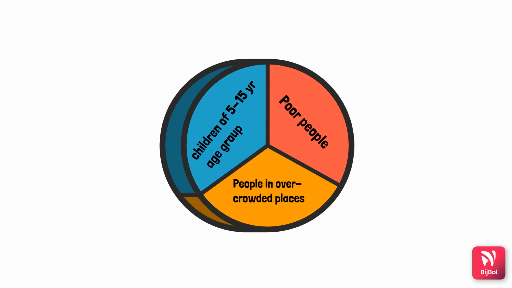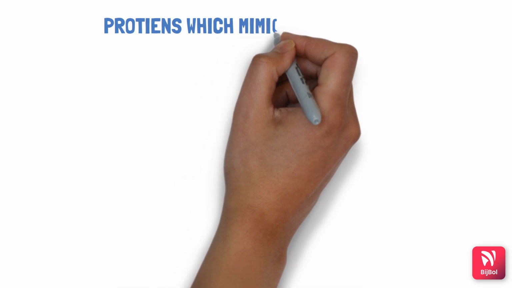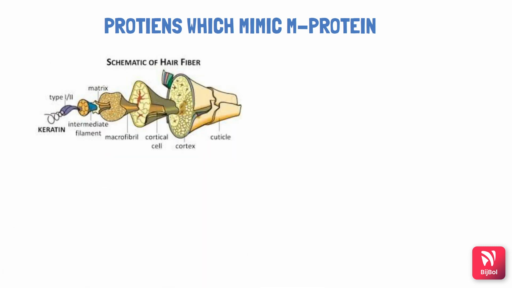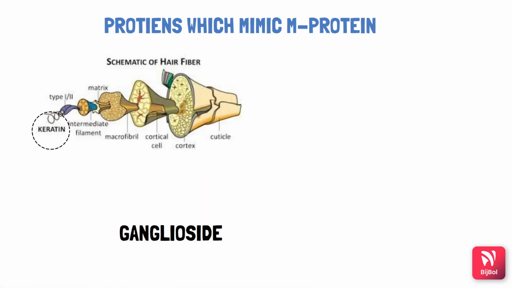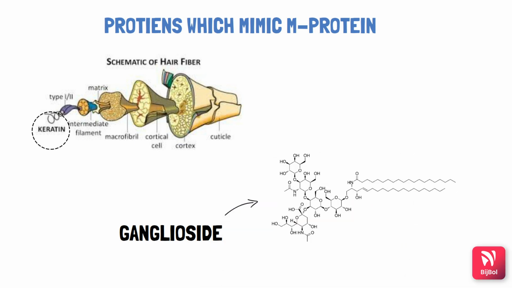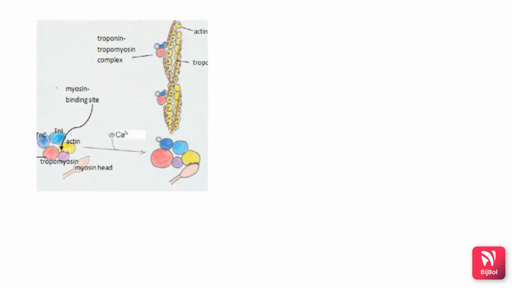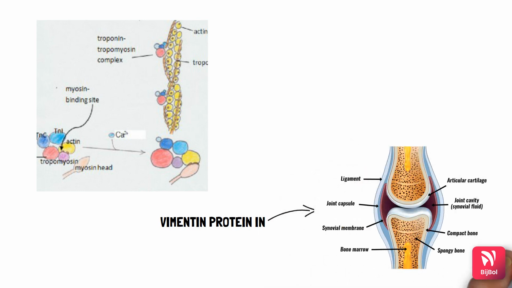in settings of poverty and overcrowding. So where are these tissues in our body and what are the proteins that mimic the bacterial M protein? One is in the skin, that is the keratin. Another one is in the basal ganglia, that is the gangliocytes, which cause Sydenham chorea, which we'll discuss later. The laminin, tropomyosin, myosin, actin, and troponin proteins are present in the heart, resulting in pancarditis. Another one is the vimentin protein. Vimentin protein is present in synovial joints, which results in polyarthritis.